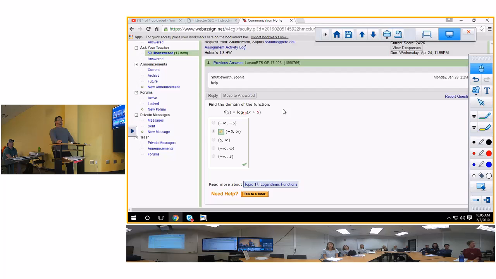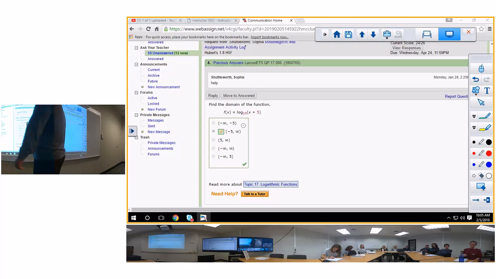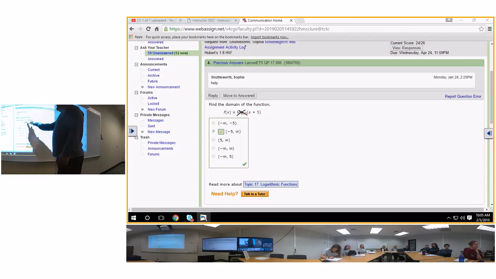Find the domain of the function. Remember, what can you not take the log of? A negative number. I believe I did this one last week, or one like it. You can't take the log of a negative number. So just forget this, because you have to worry about this. X plus 5 is equal to what? 0. X is equal to negative 5.